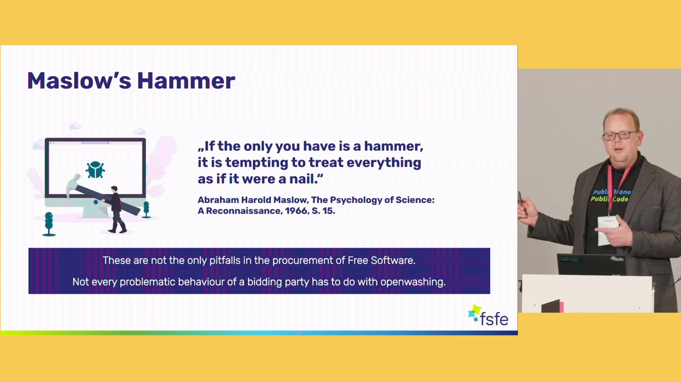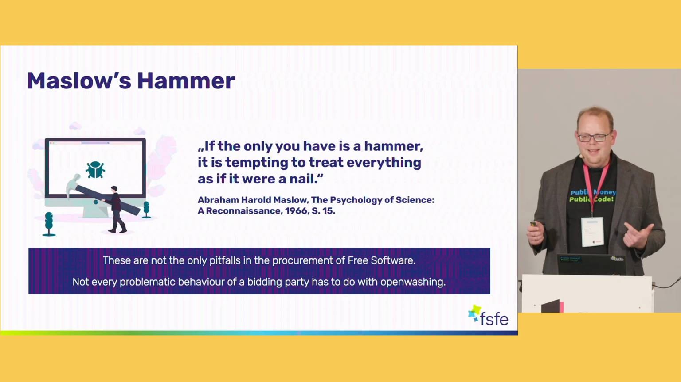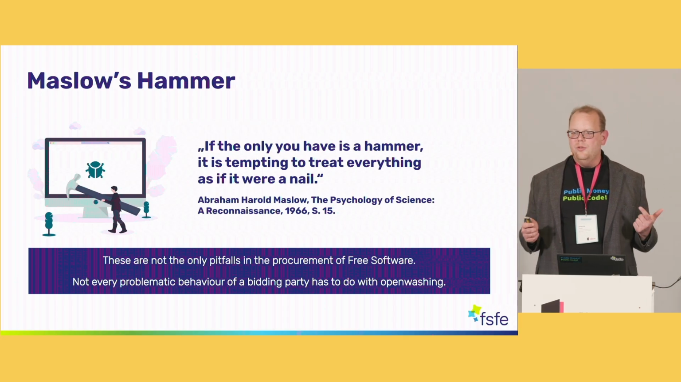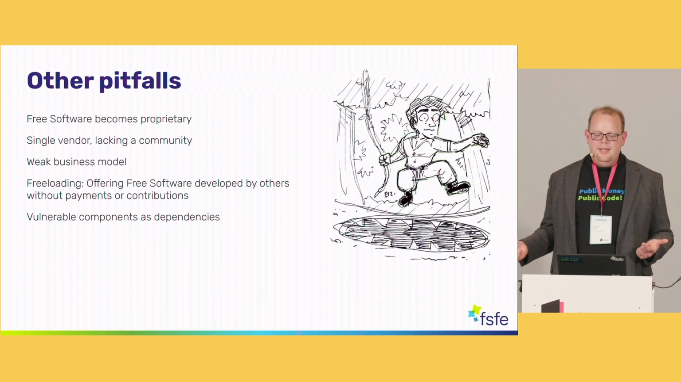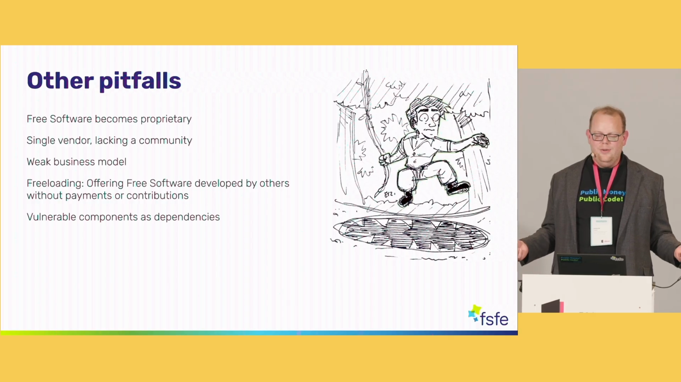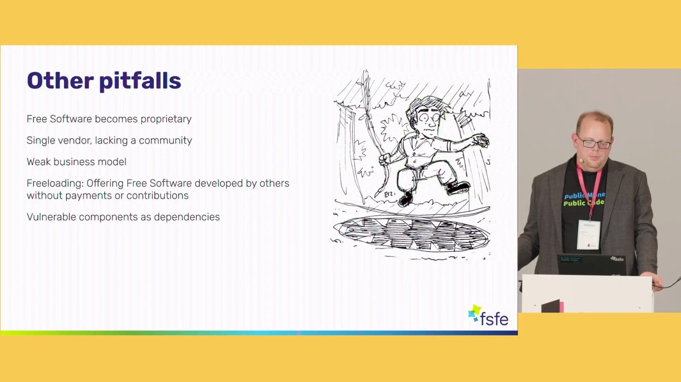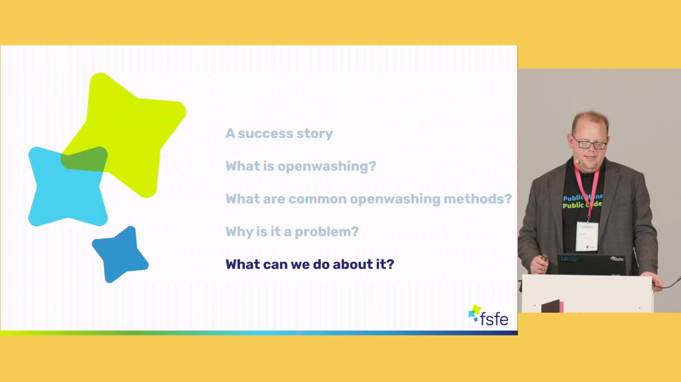Now, just a quick word. We have Maslow's hammer. Open-washing is, of course, not the only problem for the free software ecosystem. There are other ones, and we should be really careful to label them correctly. If free software becomes proprietary without open-washing communication around it, it's also a problem. Single vendors lacking a community, it's a problem. Weak business models are a problem. Freeloading, vulnerable components as dependencies are problems, but this is all not open-washing. Let's be very clear about that.